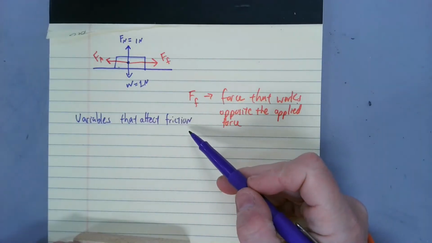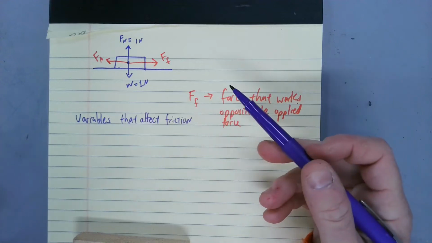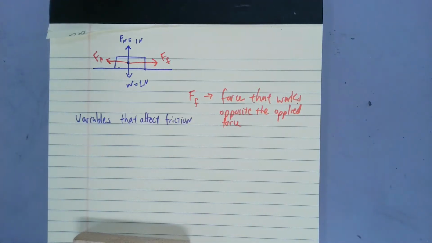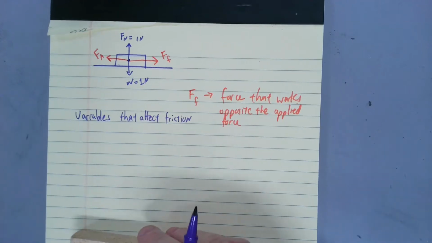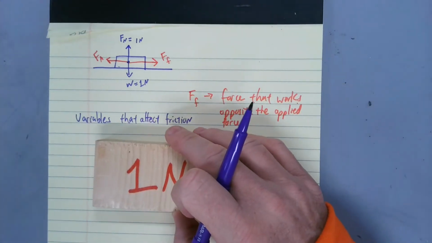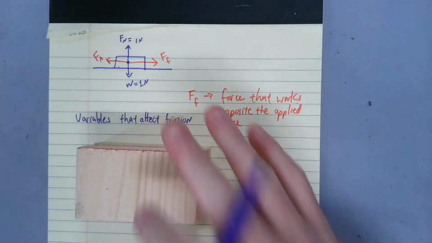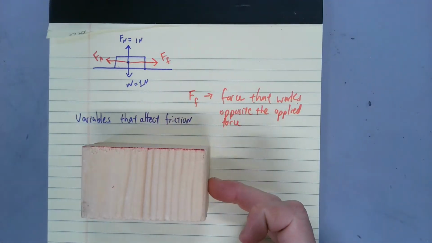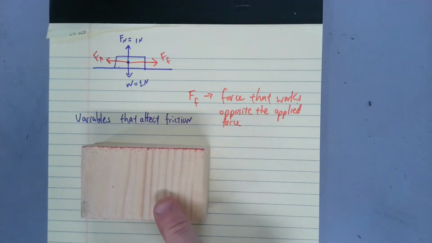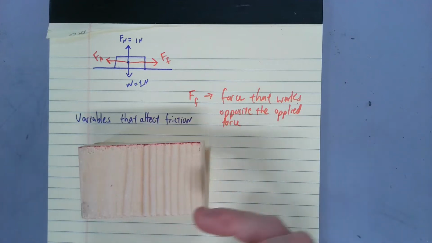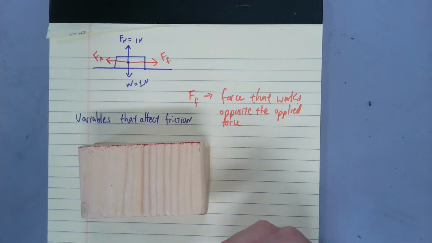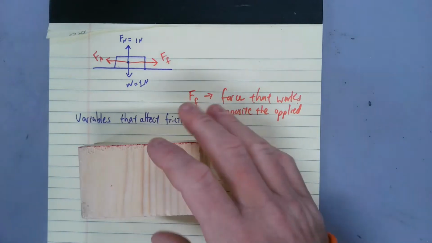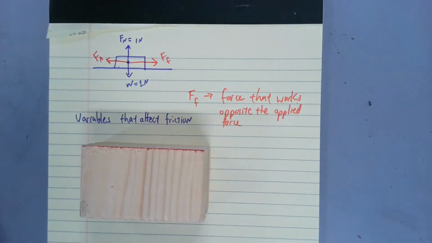So let's talk about some variables that change the frictional force, because you have experience with this. Some things have more friction than other things. First and foremost, if I have this block and then I put another block on top of it and I start pushing this, the more blocks I put on here, the harder it is to move. I would have more frictional force when the amount of blocks increases.